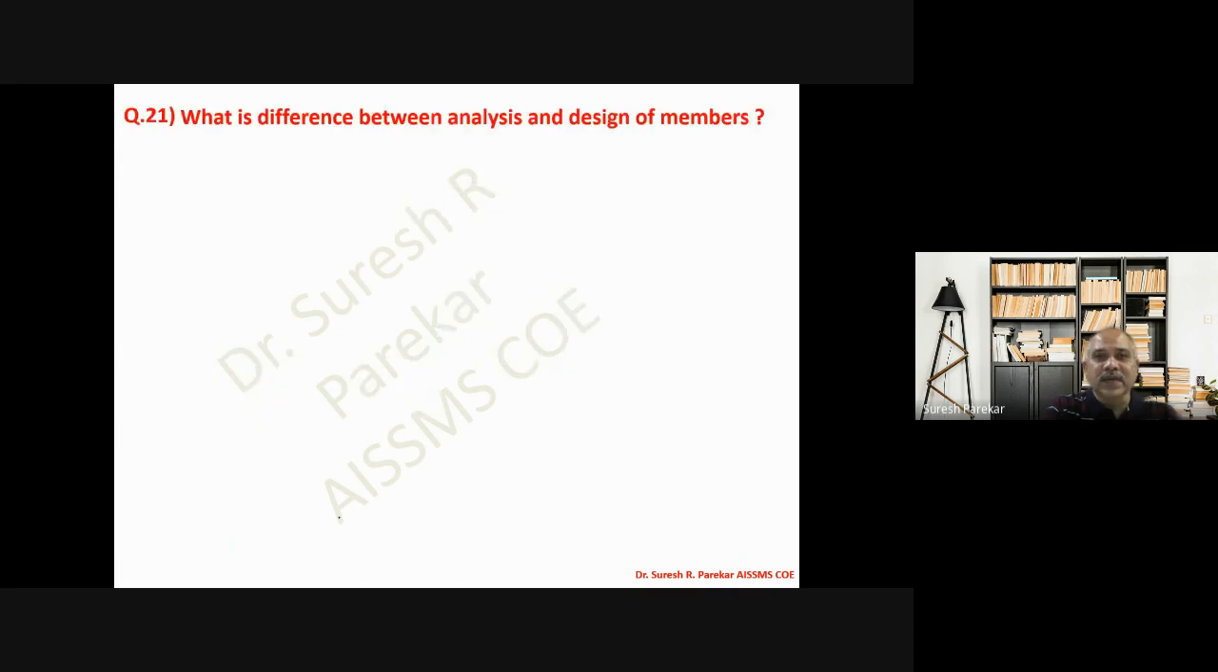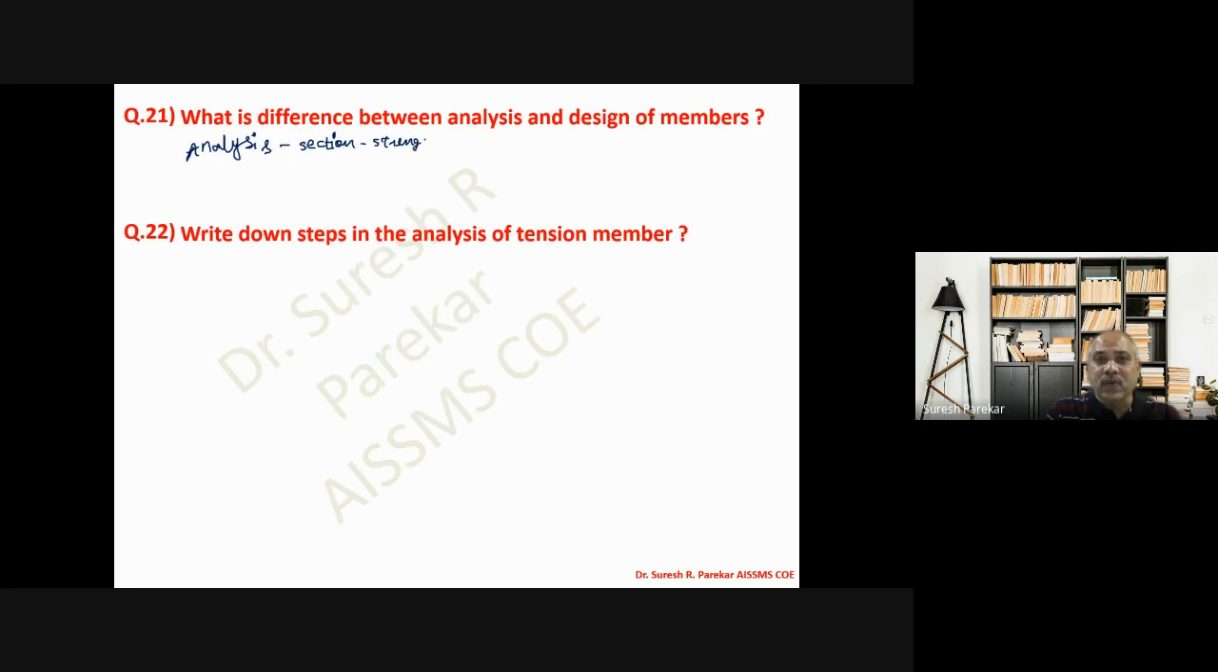What is the difference between analysis and design of members? So in analysis the section is given and we have to find out only the strength of the section. And in case of design, we have to determine the cross section. That is, in design, the cross section we have to determine or we have to design.